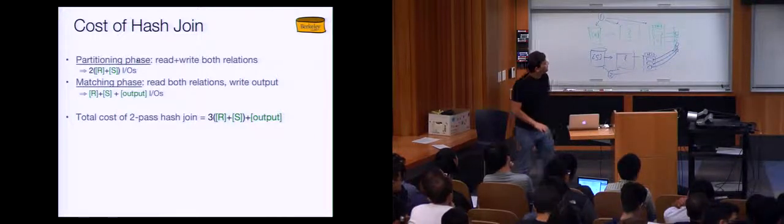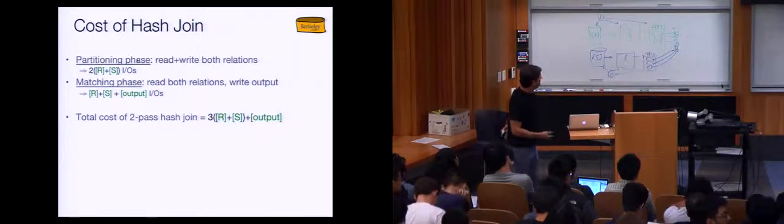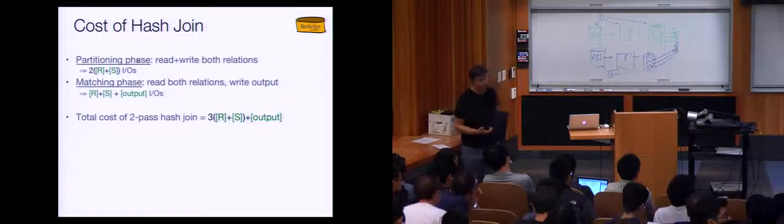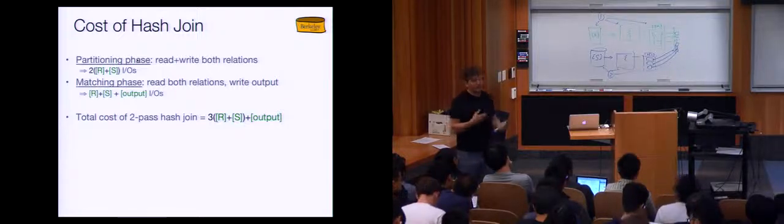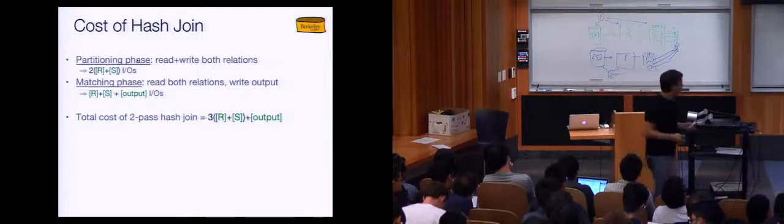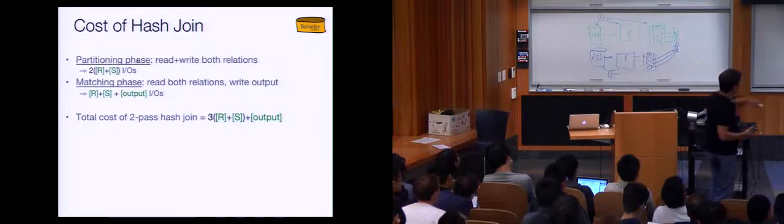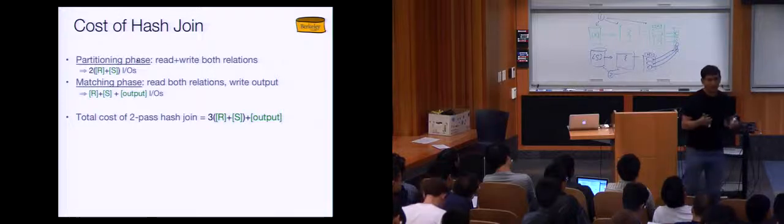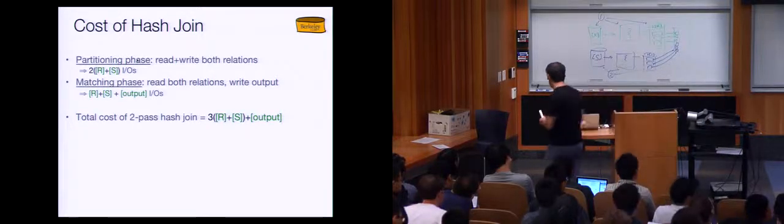Cost of hash join, well, the partitioning phase, you read and write both relations. And the matching phase, you also actually read and write both relations. If they're both small enough that they can be done in two passes, an equation you should remember from last time, then the total cost is the 3 passes of it plus whatever writing the output if you want to charge for that.